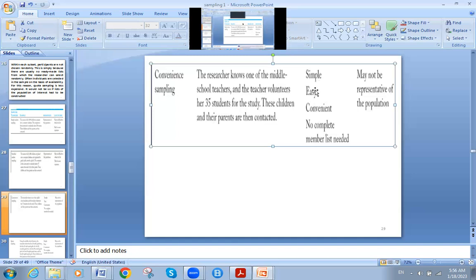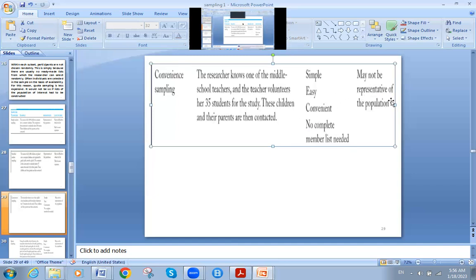It's simple, easy and convenient, and no complete list of members is needed. You don't need, in convenience sampling, to make a list with the students' names. No need for it, absolutely. You will go ahead directly without making a list of the students' names.